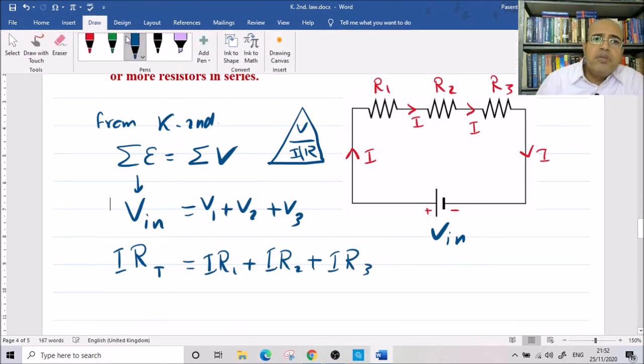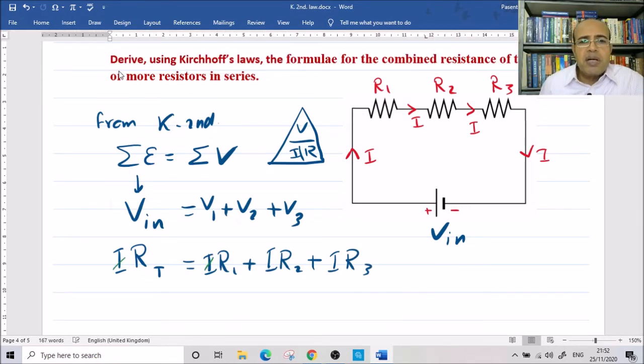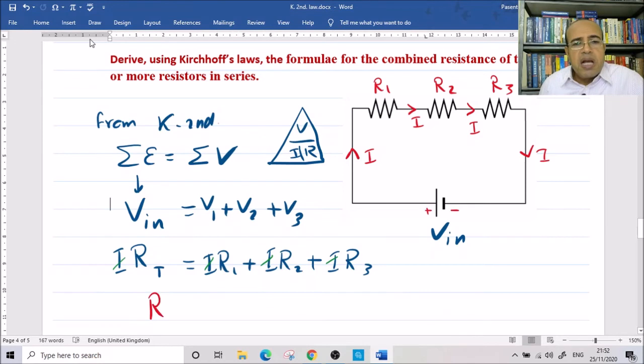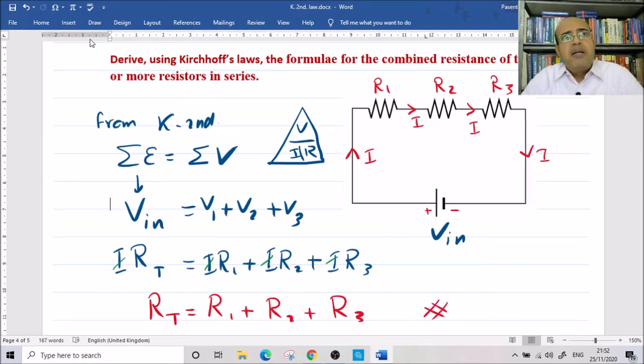The current I is the same, so we can cancel I with I with I with I. Then we can deduce the formula for resistors in series, which is R total equals R1 plus R2 plus R3. So this is the formula for resistors in series by using Kirchhoff's second law.